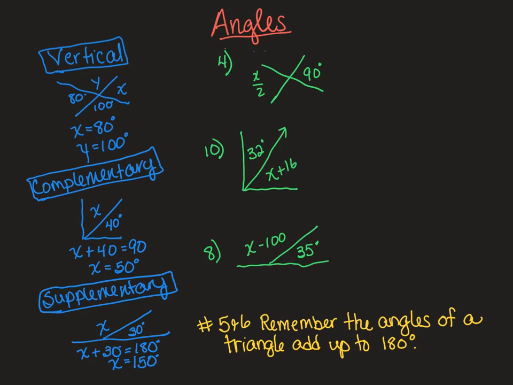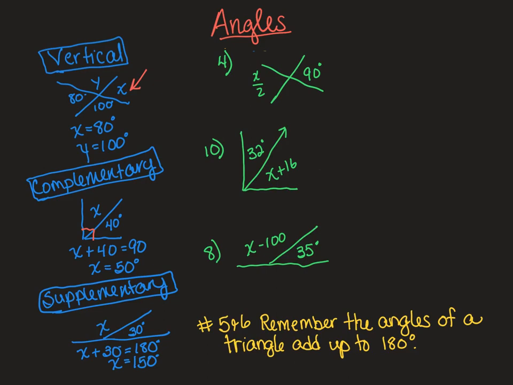on the same page. So if you look at the vertical angles, you can see that X is across from 80. So that X is 80 degrees. Y is across from 100, so that would be 100 degrees. They are across from each other. Complementary angles add up to be 90. Notice that there is a right angle here, so that means we know that it adds up to 90.